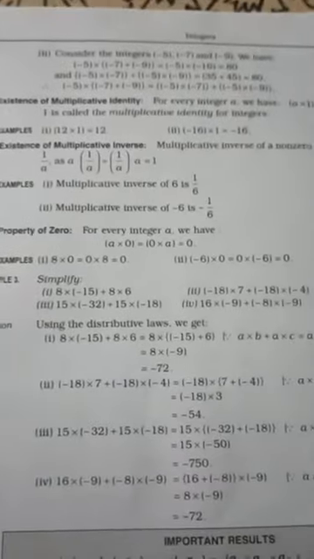And what about the existence of multiplicative inverse? Multiplicative inverse suggests that for every number a, what should be multiplied with a to get 1? Of course, 1 by a. So for 5, it is 1 by 5. For 6, 1 by 6. For minus 6, minus 1 by 6. So these are the multiplicative inverses.